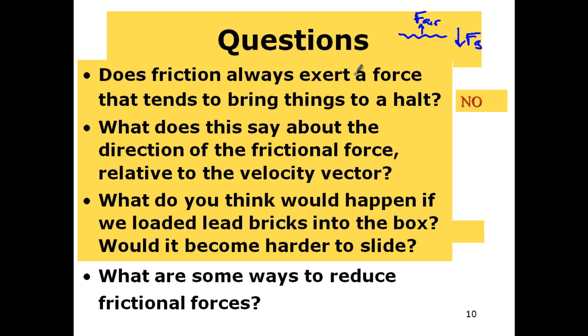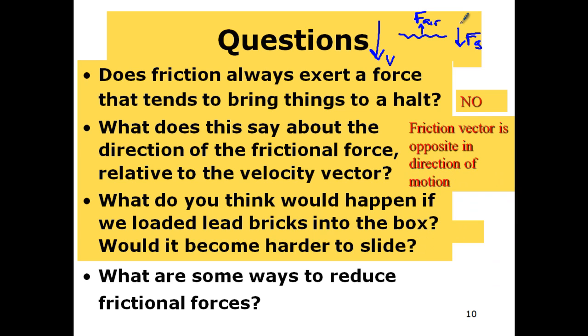So what does this say about the direction of frictional forces relative to the velocity vector? If the velocity vector is this way, which direction does the frictional force point? It's opposite of the direction of motion. So if I have a velocity going this way, friction is going to be going this way. If I have velocity going this way, friction is going to be going this way, and so on and so forth.